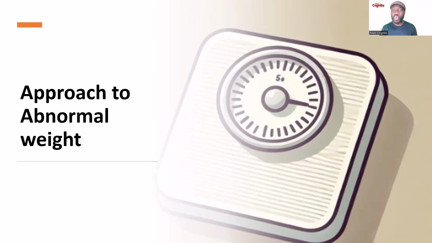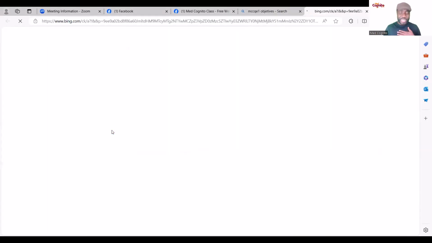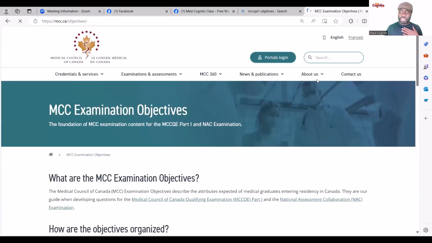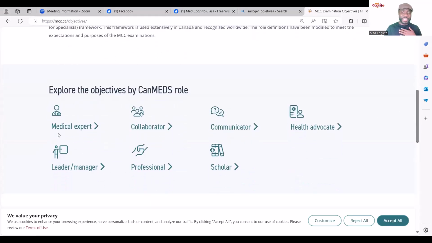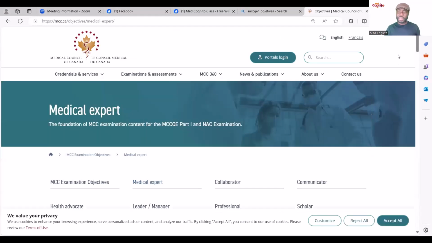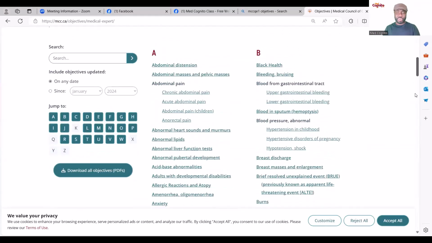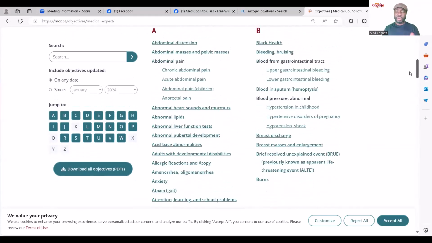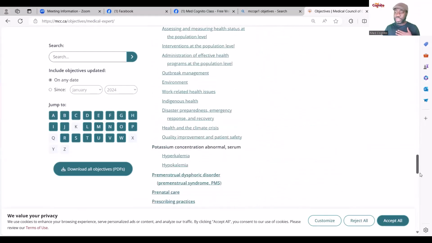You may ask, why are we doing approach to abnormal weight? You just go to the Medical Council of Canada objectives. You click that, and then, as usual, you'll see this interface. Go down, and you're being examined here on the medical expert part. Click on that, and something interesting is going to come up. You're going to see all the objectives listed from A to Z. Currently, we've reviewed almost all of the topics here, even in the live Facebook app. But then, why are we doing abnormal weight?